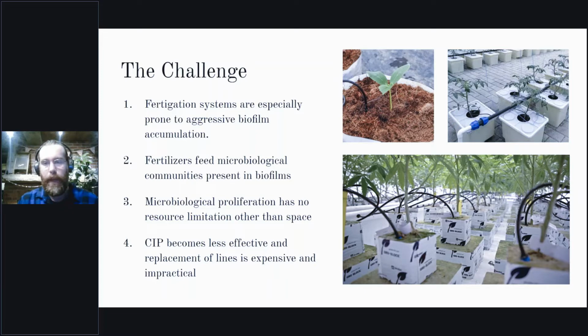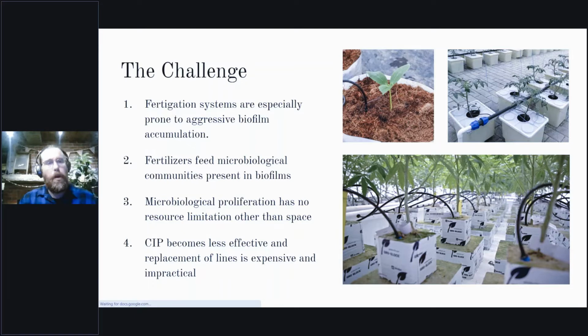The clean-in-place procedures become less effective because the generation time for these biofilms is increased in the presence of nutrition. And if you get particularly bad biofilm accumulations, even cleaning can become compromised by the sloughing and clogging in the system. So it's important to stay on top of the microbiology inside your irrigation system when you've got water-soluble fertilizers.